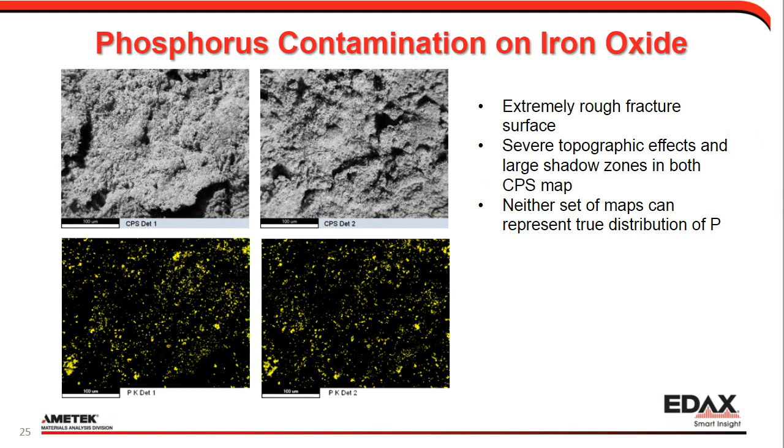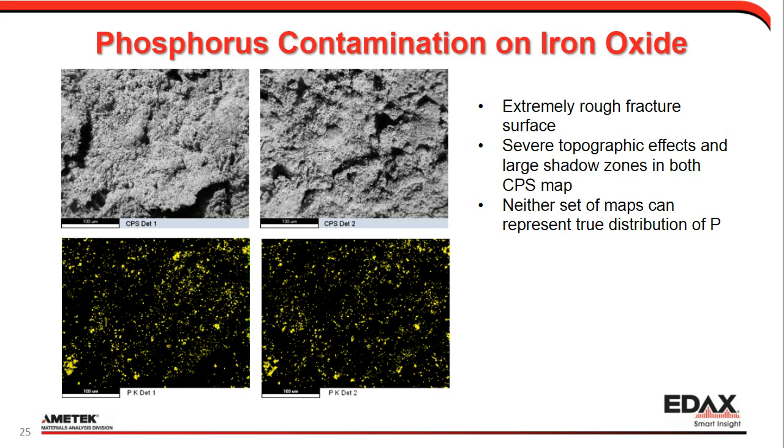So here I grabbed an iron oxide, piece of rusted junk in not so scientific terms. And rust tends to be very rough on the surface, as we can see in these two images. So we have a lot of topography and shadow zones in these two images. And I mapped it out and built the phosphorus map based on this, where phosphorus is one of the contaminants that can be cause for various failures and rust in some samples like this.